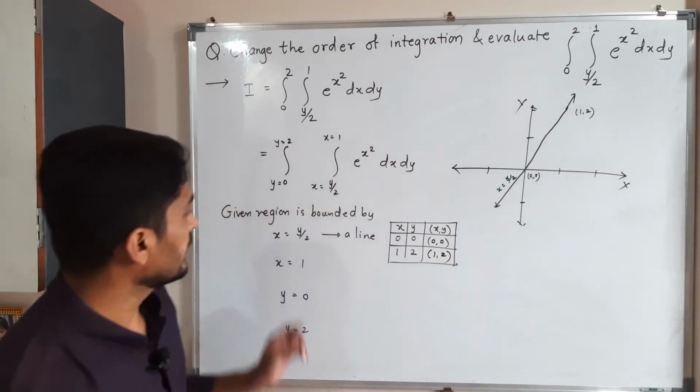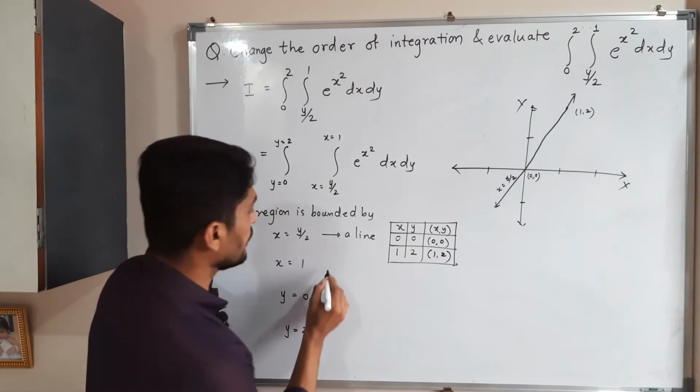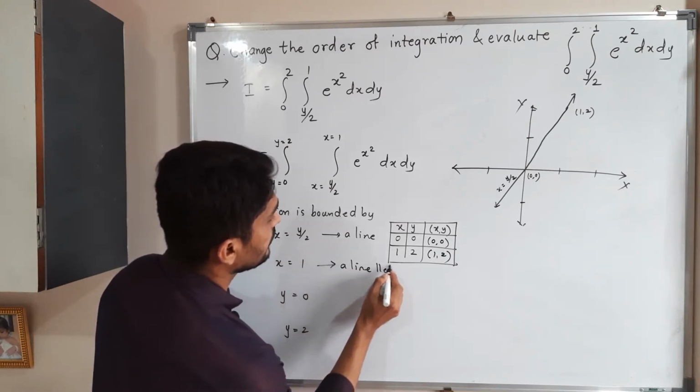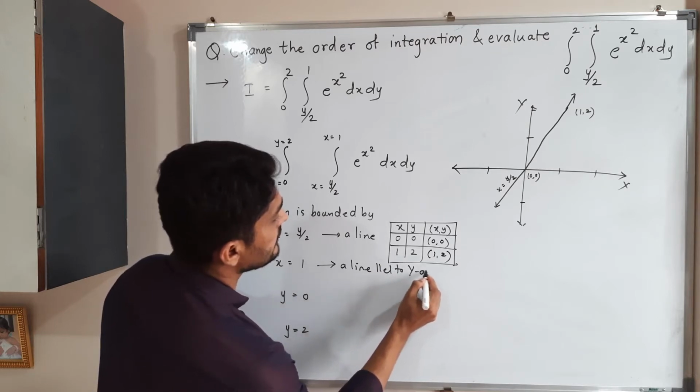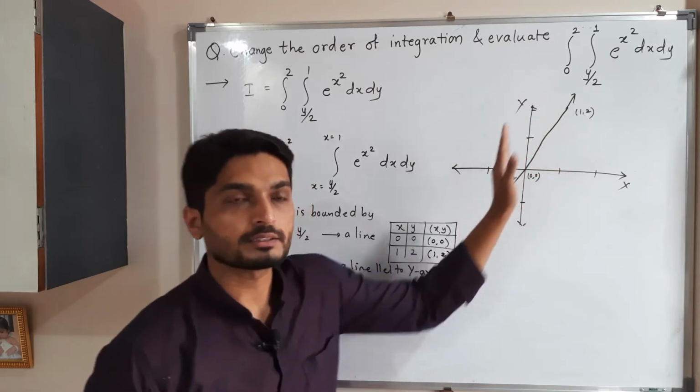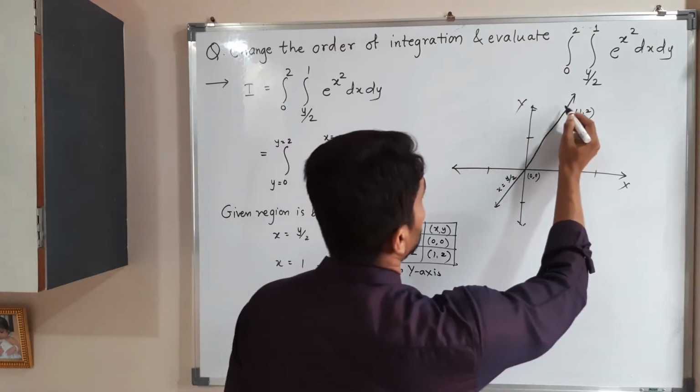Next, x is equal to 1. This is a line parallel to the y-axis. x is equal to 1 is a line parallel to the y-axis which passes through x is equal to 1. So that means the line will be like this.